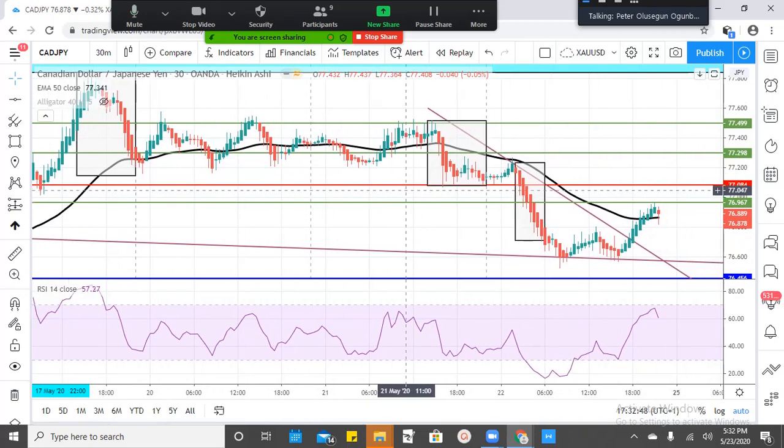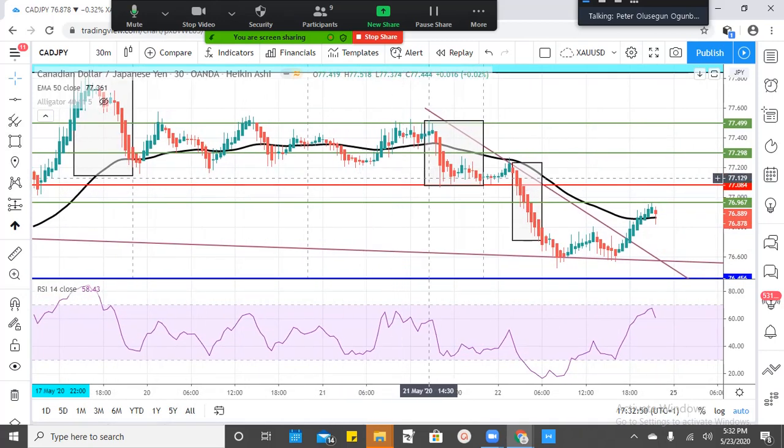Now, the first signal that anybody could have got is this. Seeing this candle crossed above EMA 50 on 30 minutes. This is the first candle. So the second box would have given a signal.